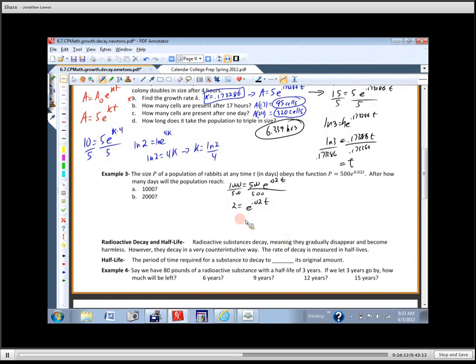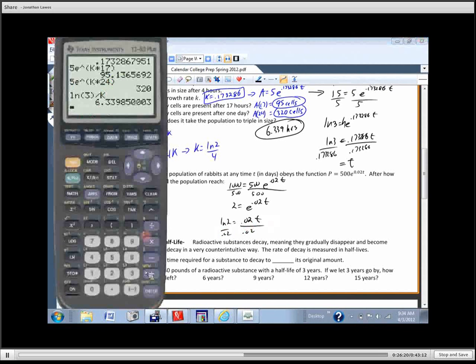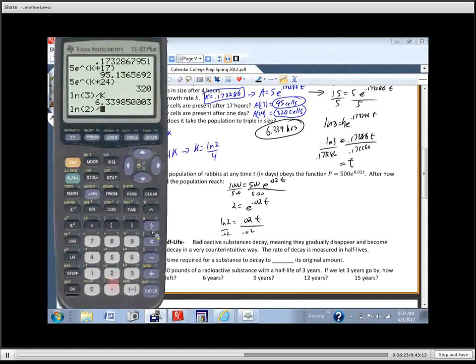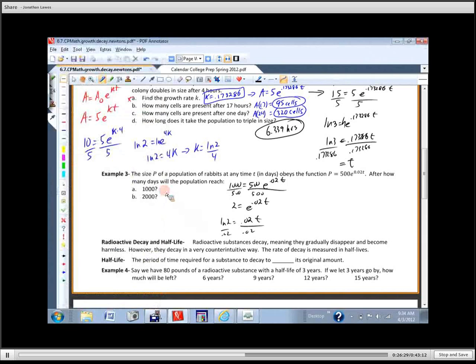Okay, so we're going to take the ln of 2. It's going to equal 0.02 times t, and then we're going to divide by 0.02. So we get ln 2 divided by 0.02, 34.65 days.